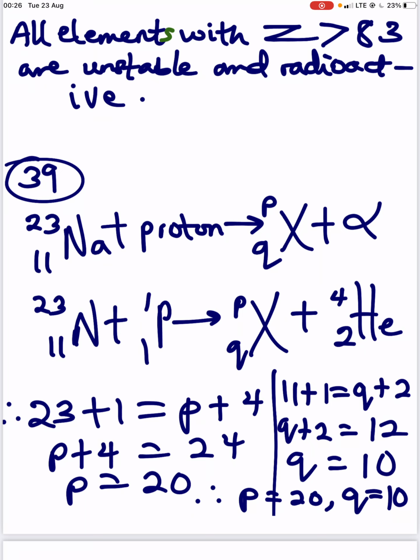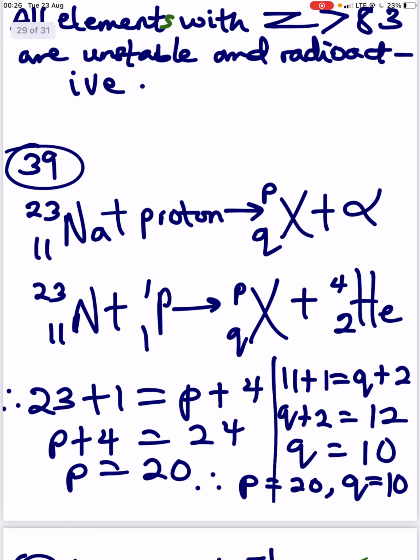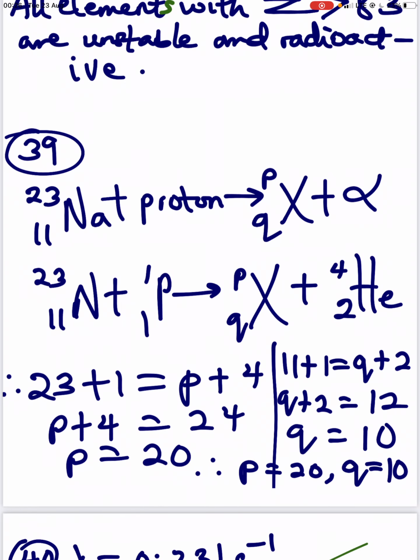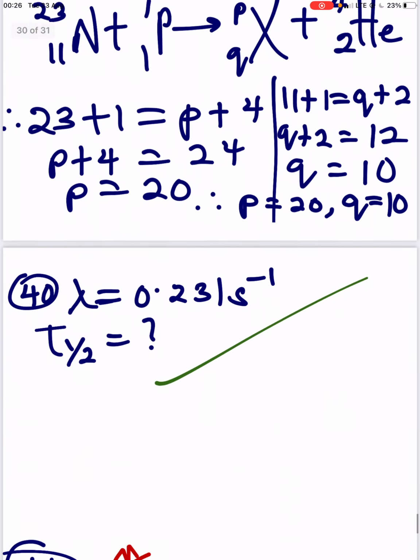Here again, number 39, we have a transmutation equation. These equations are referred to as transmutation equations. Transmutation involves loss or gain of particles by a particular nucleus to form another nucleus, which is referred to as a daughter nucleus. 23 11Na plus a proton. A proton is 1 1p, gives p q X plus 4 2He. All we have to do is balance the equation to get our p and q.